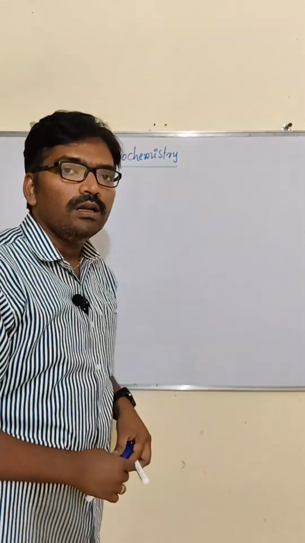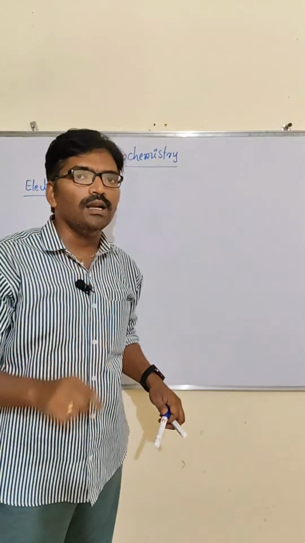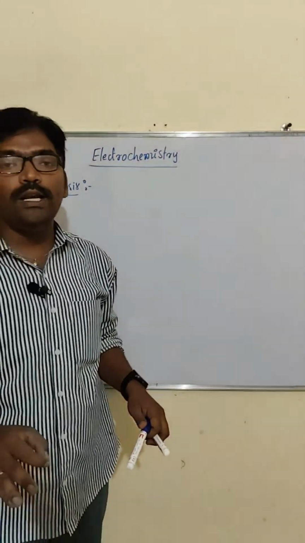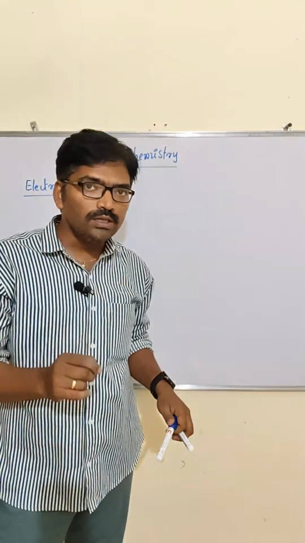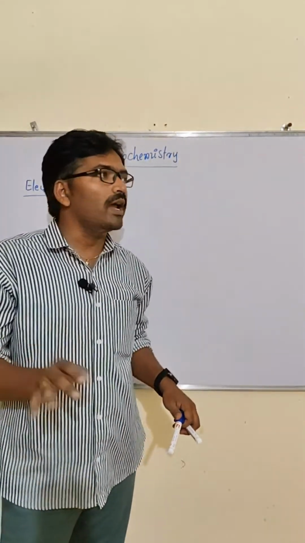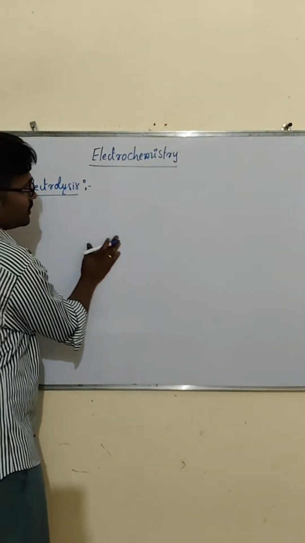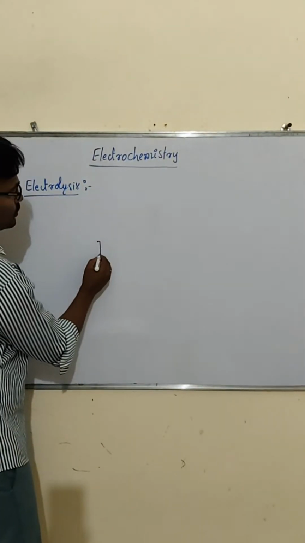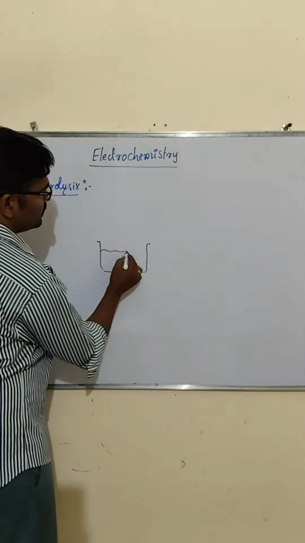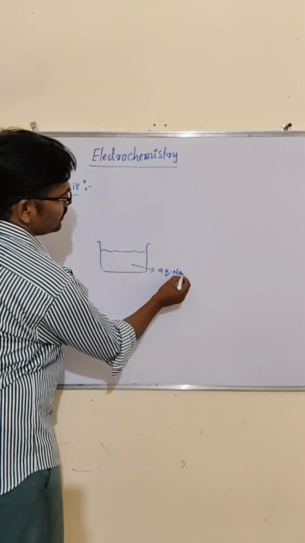Electrolysis is nothing but the decomposition of a chemical substance by passing electric current through it. The process of decomposition of an electrolyte by passing electricity through its aqueous solution is known as the electrolysis process. I told that. So look, let us take one aqueous solution, the aqueous solution of NaCl.